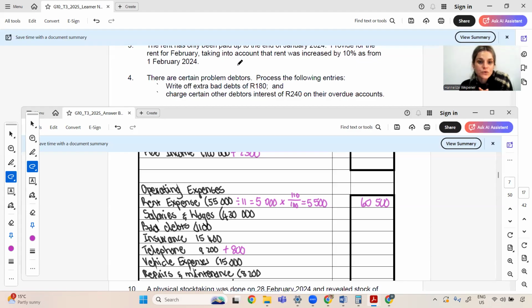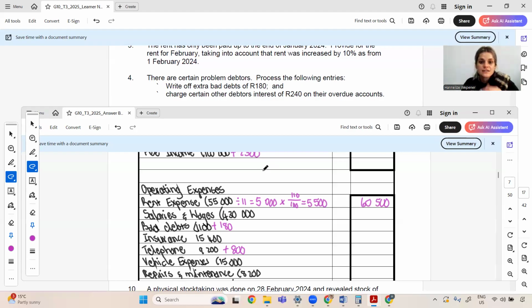First of all, write off additional bad debts of 180 Rand. In other words, you didn't only have 1,100 Rands bad debts, you had that plus another 180 Rand. So debit your bad debts, credit your debtors control, removing it.